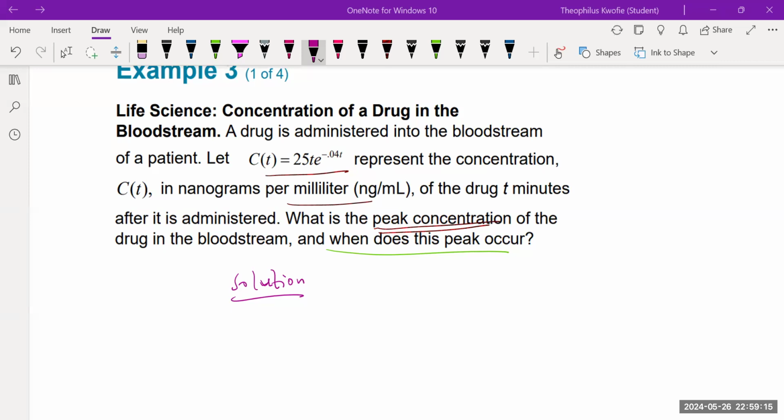So let's get started. We are given the concentration as C of t equals 25t multiplied by e to the power minus 0.04t. All right. Now, what is the peak concentration of the drug in the bloodstream?